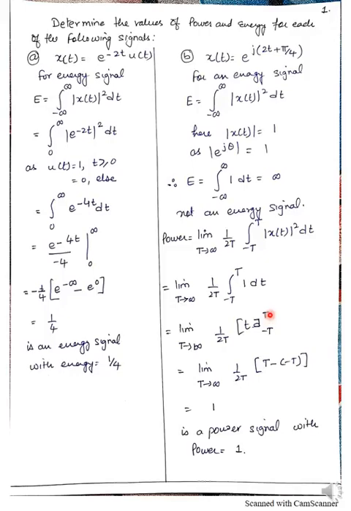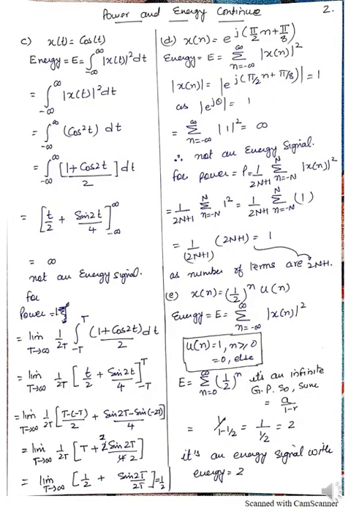If you take the integration of this, it will be t, small t here, and the limits will be minus t to t. When you put the limits, it will be the upper limit t minus the lower limit minus t. So the answer will be 2t here. So you can say 2t divided by 2, based on the same topic, power and energy.